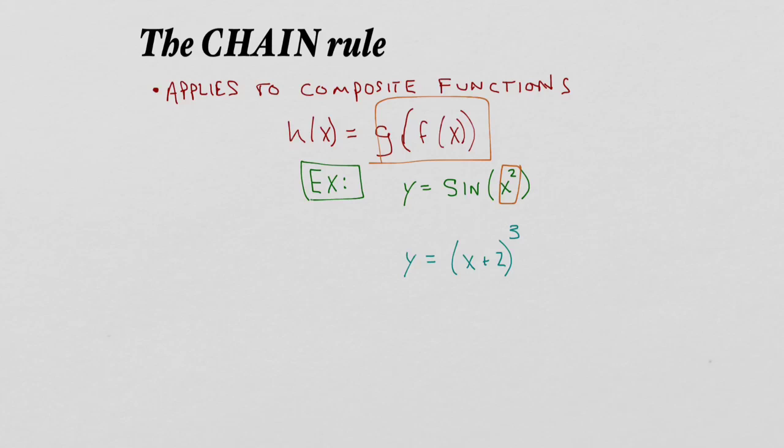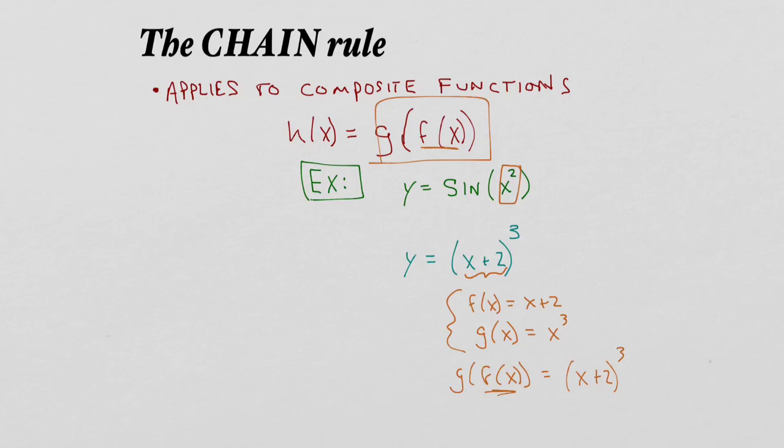Another example is y equals (x plus 2) to the power of 3. This is a composite function where the inside function, f of x, is equal to x plus 2. That's the innermost part of our function. And then the outside function would simply be x cubed. So we can show that g of f of x would be our f of x function placed inside of the g of x function, giving us our (x plus 2) to the power of 3.